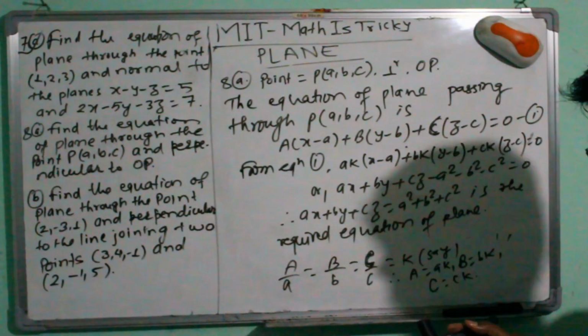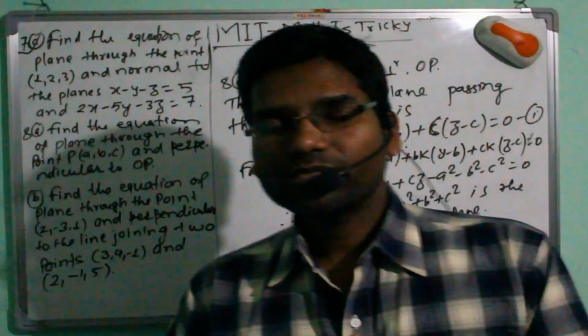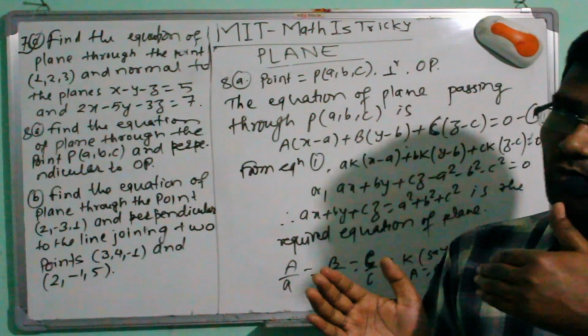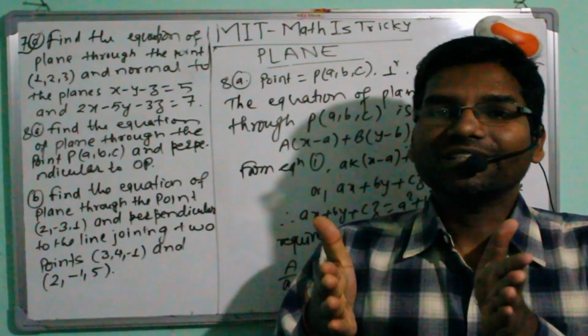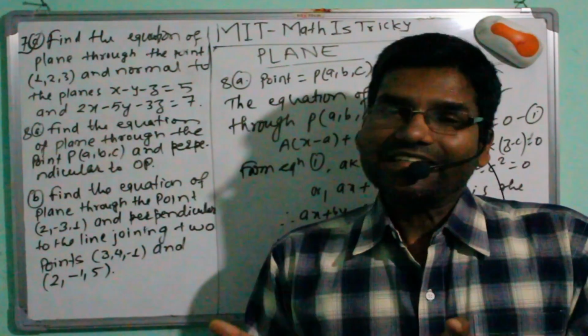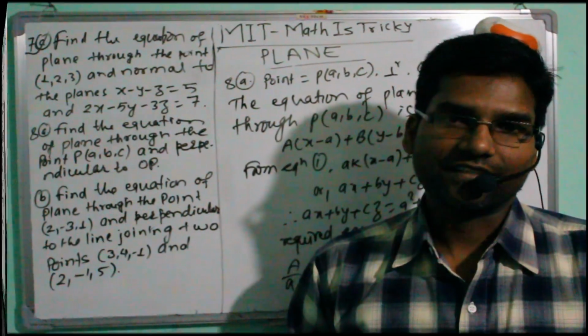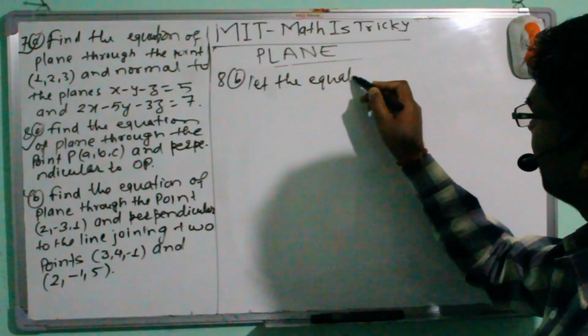Hope you understood this. So what I did here: as the plane is perpendicular to OP, the OP and the normal to the plane will be parallel. So they are parallel means their DCs or DR must be proportional, and from that we have got the answer. Thank you so much.